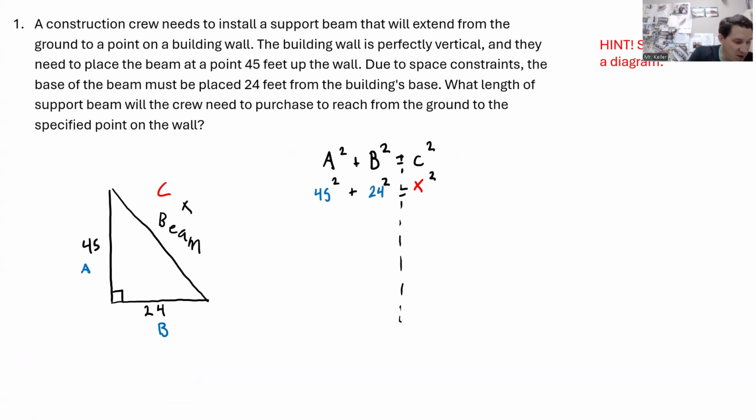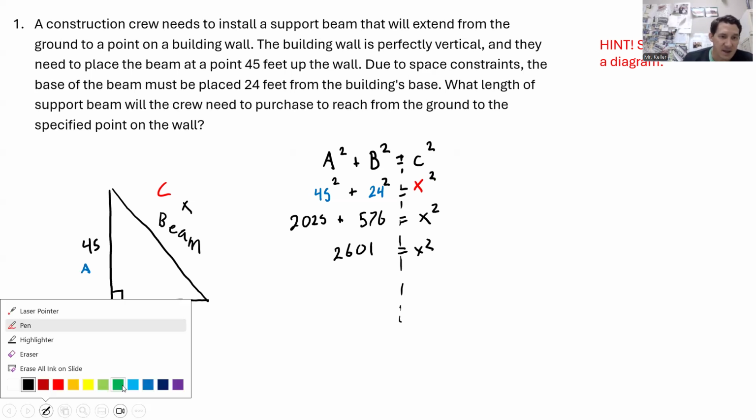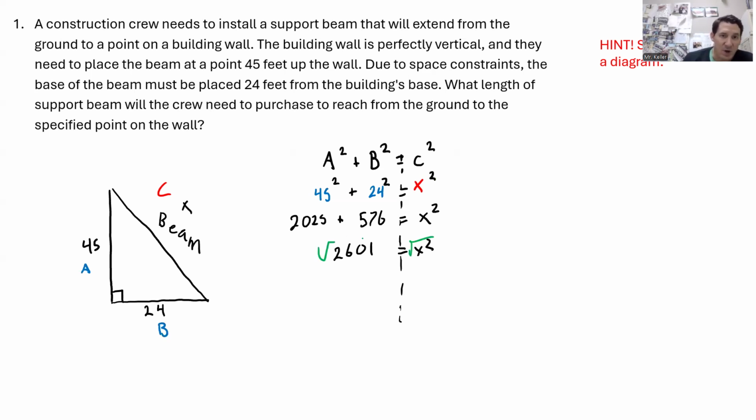So 45 squared is 2025, plus 24 squared is 576, is equal to x squared. So 576 plus 2025 is 2601. And then the last part, we are going to square root both sides. So the square root of 2601 comes out to 51 feet. So our beam needs to be 51 feet long.